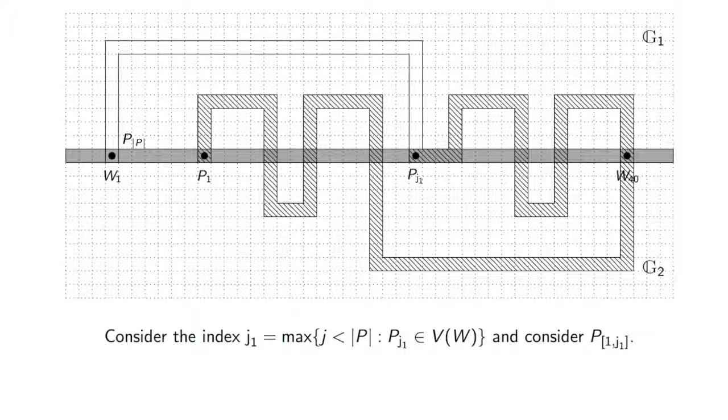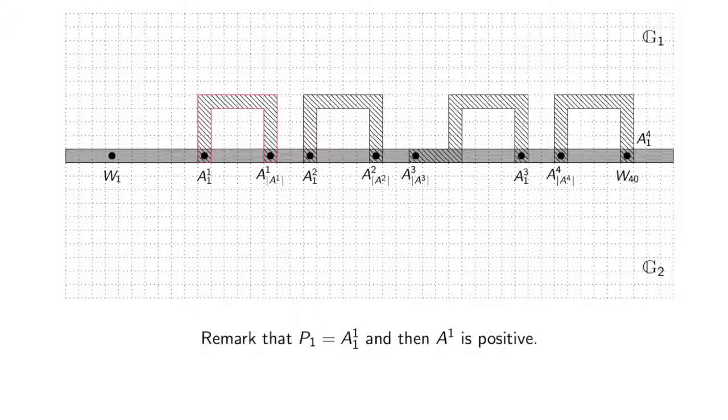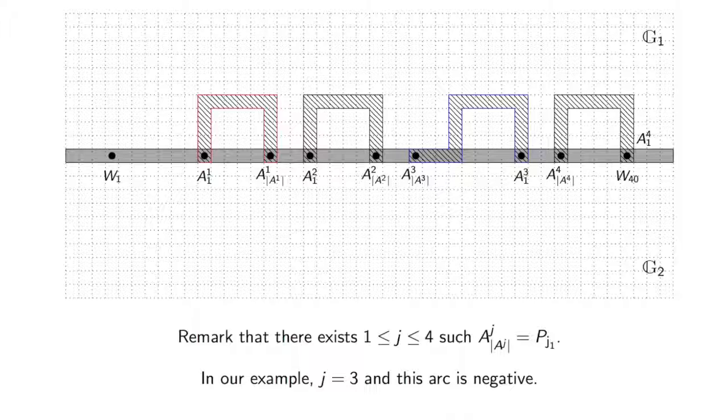This segment is hatched. Consider the decomposition of this segment of P in extremum arcs in G1. In this example, this decomposition is made of 4 arcs. Since the path P is basic and since the last position of P is where P starts in W, then the position P1 is the first position of the arc A1. Then the arc A1 is positive. This arc is drawn in red.